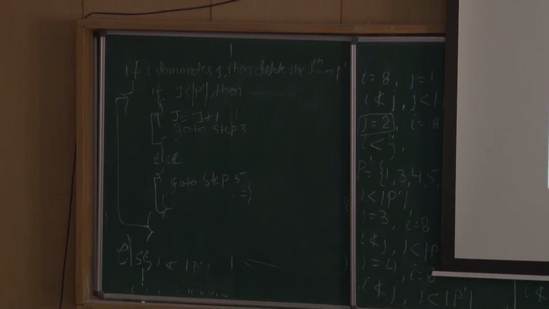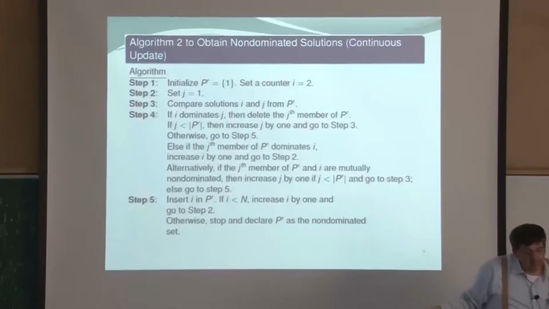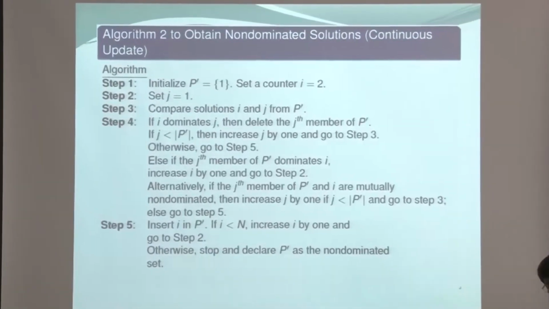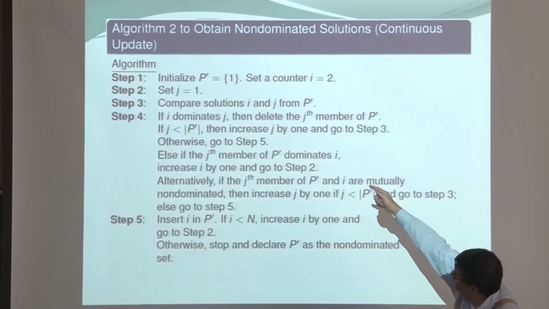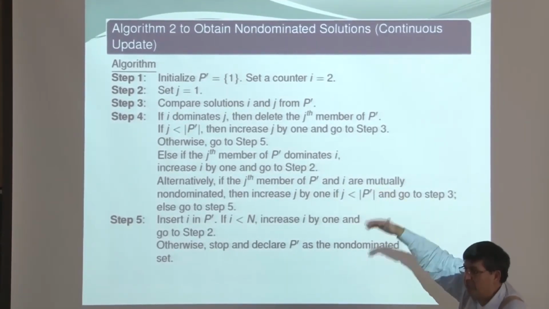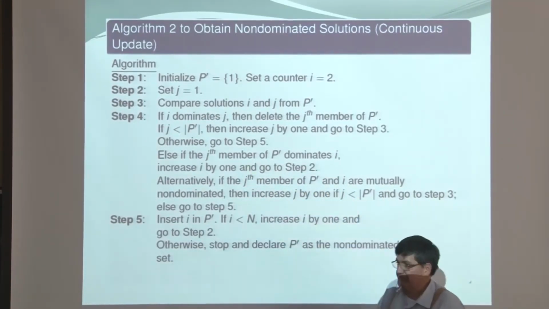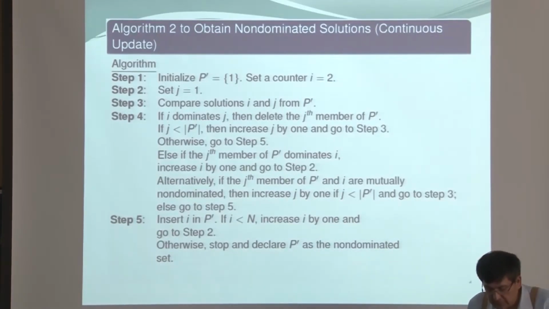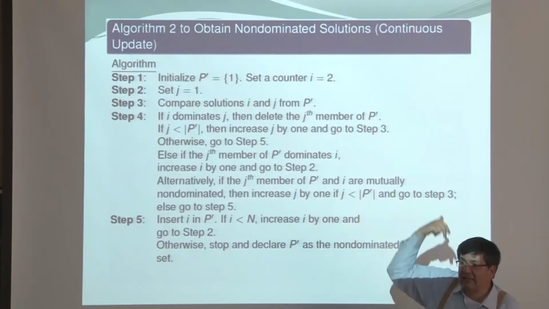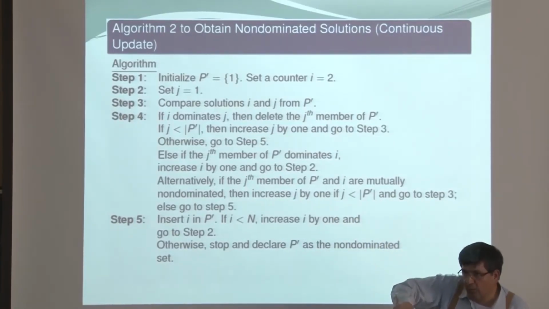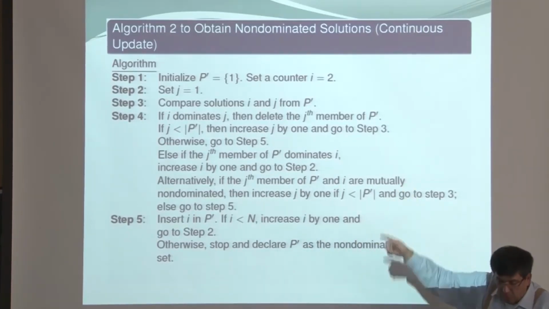So in the first step, you start with 1. Then you have to compare. I equals 2. So you compare the second solution with the first solution. So you have to go to this edge. Second with the first, and check dominance in the two directions. It will happen that they are mutually non-dominant, so you add the second solution to the set. You now have 1 and 2. And then increase I by 1 and go back to step 2.